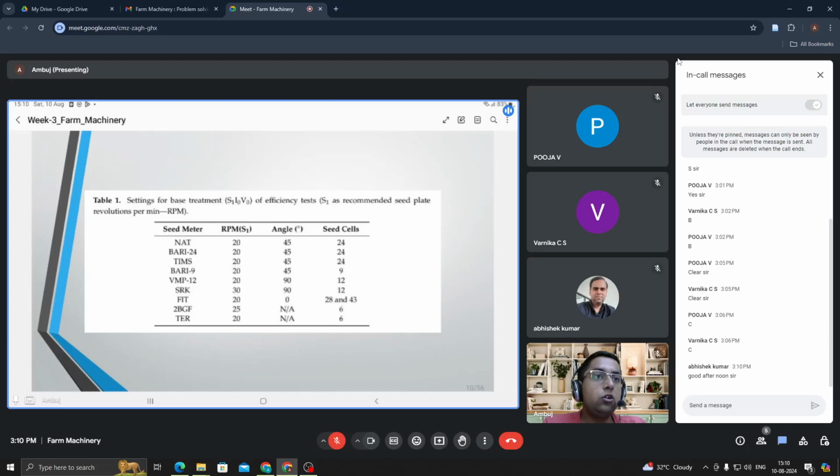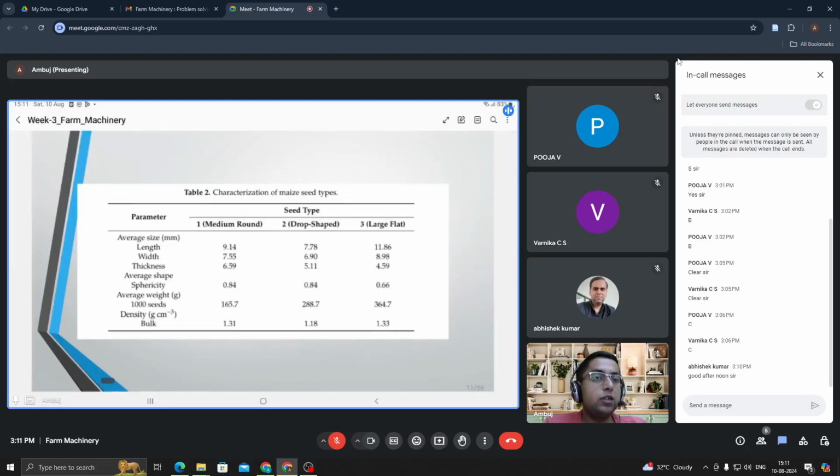As I already told you, for different case scenarios of the seed metering plates, we have taken some parameters. We have measured some parameters in the case of our seeds also, and in the case of our metering mechanism also. In both cases, we'll measure some parameters. Those were the parameters of the seed metering mechanisms. These are the parameters of seeds.